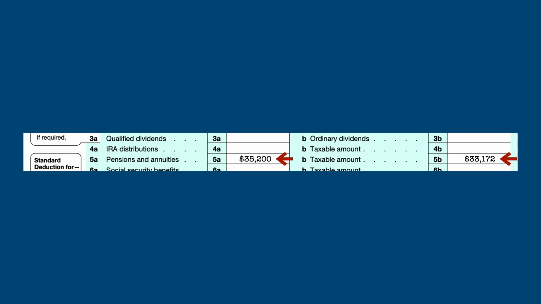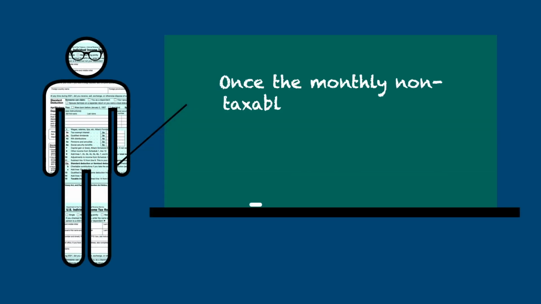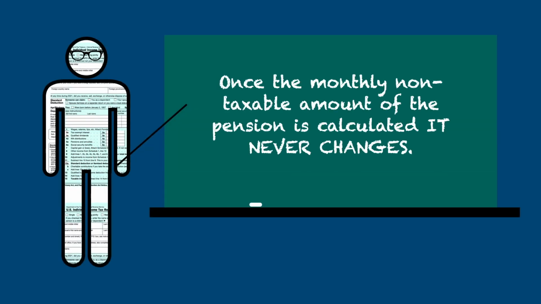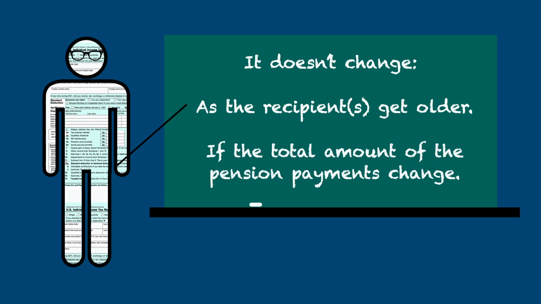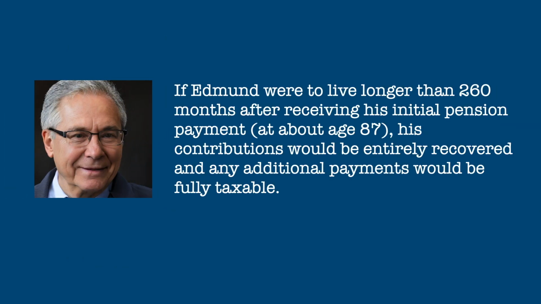It is important to note that once the monthly non-taxable amount of the pension is calculated, it never changes. It doesn't change as the recipients get older, and it doesn't change if the total amount of the pension payments change. If Edmund were to live longer than 260 months after his initial pension payment, his contributions would be entirely recovered and any additional payments would be fully taxable.